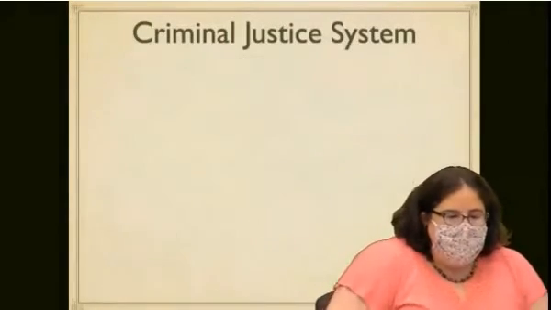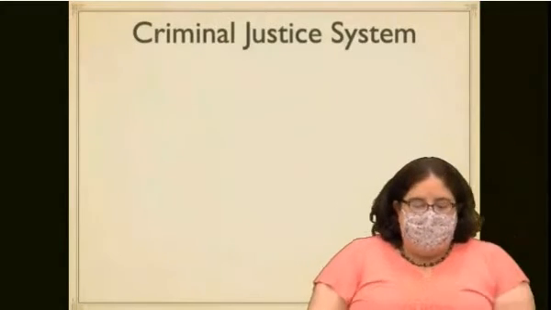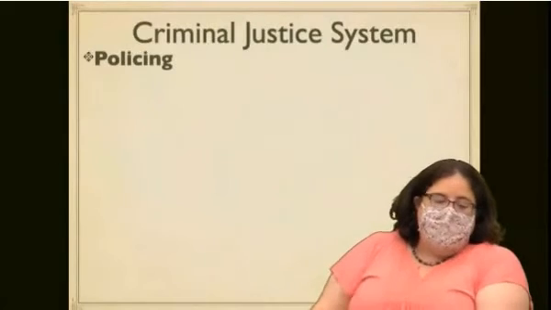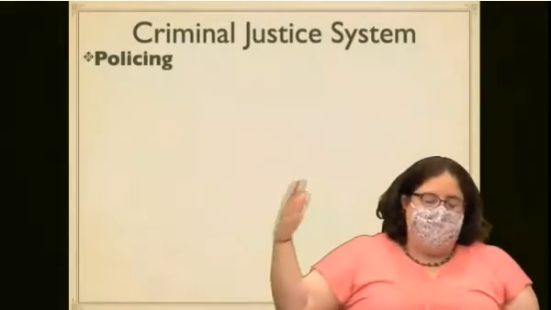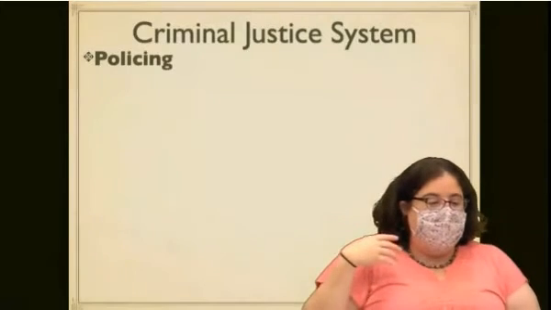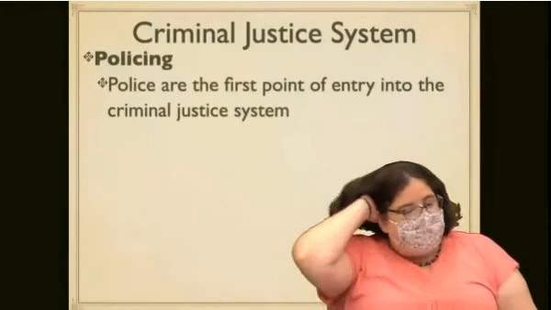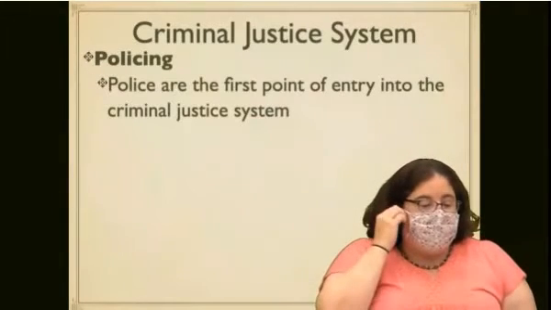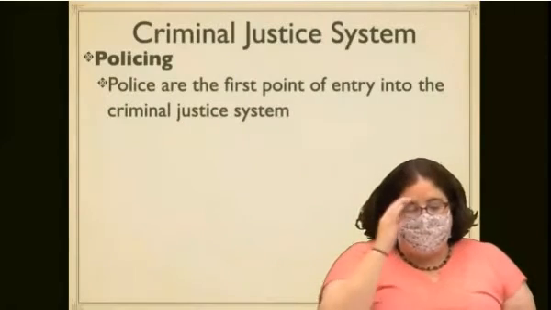All right, so that's the legal part of where the laws come from. The next stage in the criminal justice system, once a law has been broken, or even to prevent that from happening, is the institution of policing. So policing is sort of the first point of entry into the criminal justice system for most people. If you encounter the criminal justice system, it's through police.